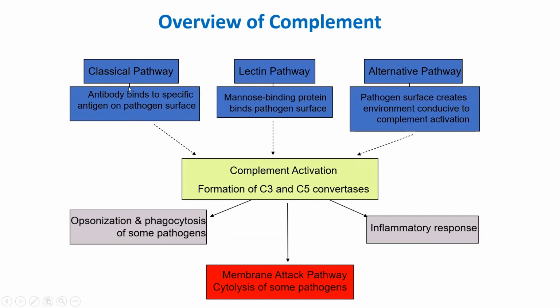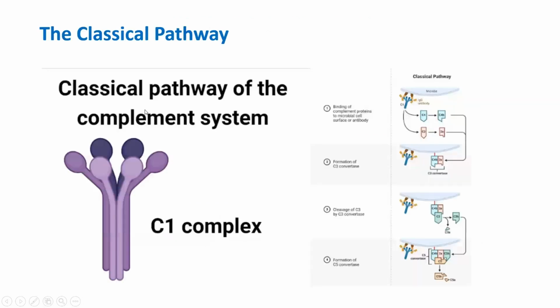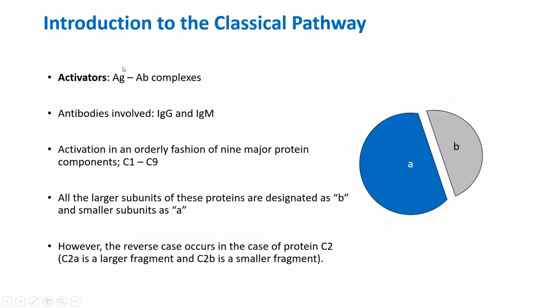We'll talk about the classical pathway, which is dependent on antibody-antigen binding. The classical pathway is activated by an antigen-antibody complex. You have a bacteria, for example, or whatever pathogen, that reacts with an antibody, and they form an antigen-antibody complex. That is what initiates or activates the entire thing.